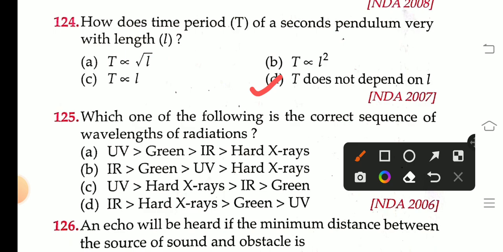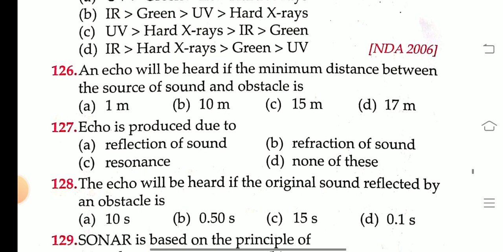Next, which one of the following is the correct sequence of wavelength of radiation? Right answer option B, IR greater than green greater than UV, ultraviolet greater than hard X-rays.